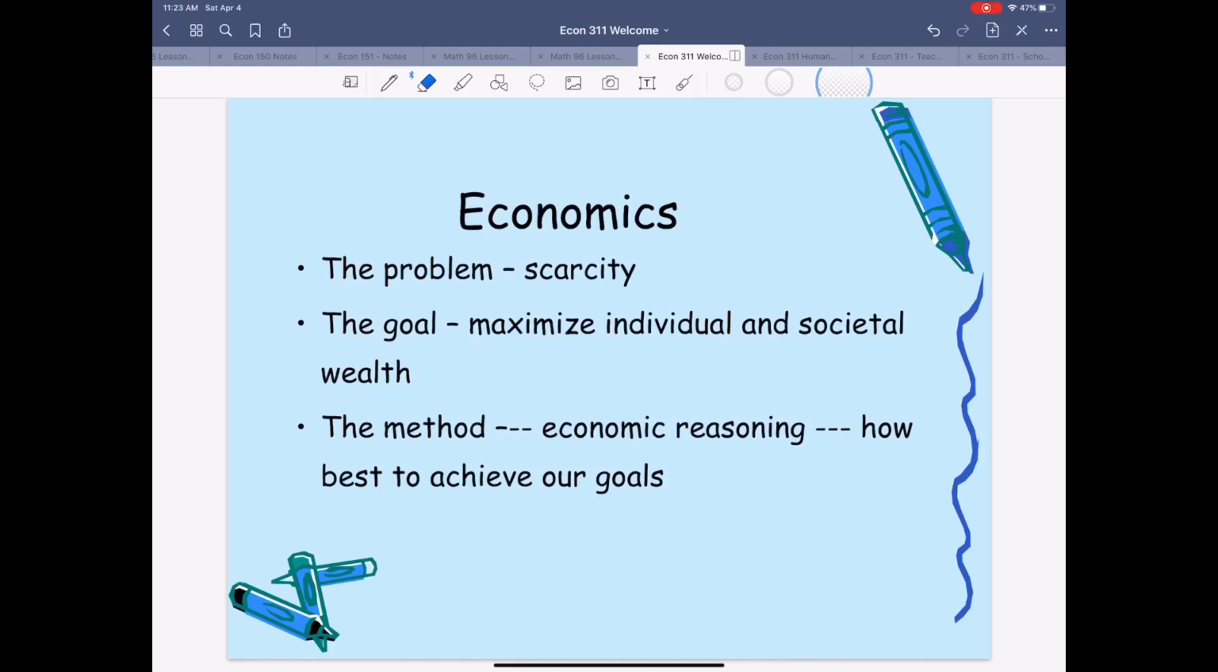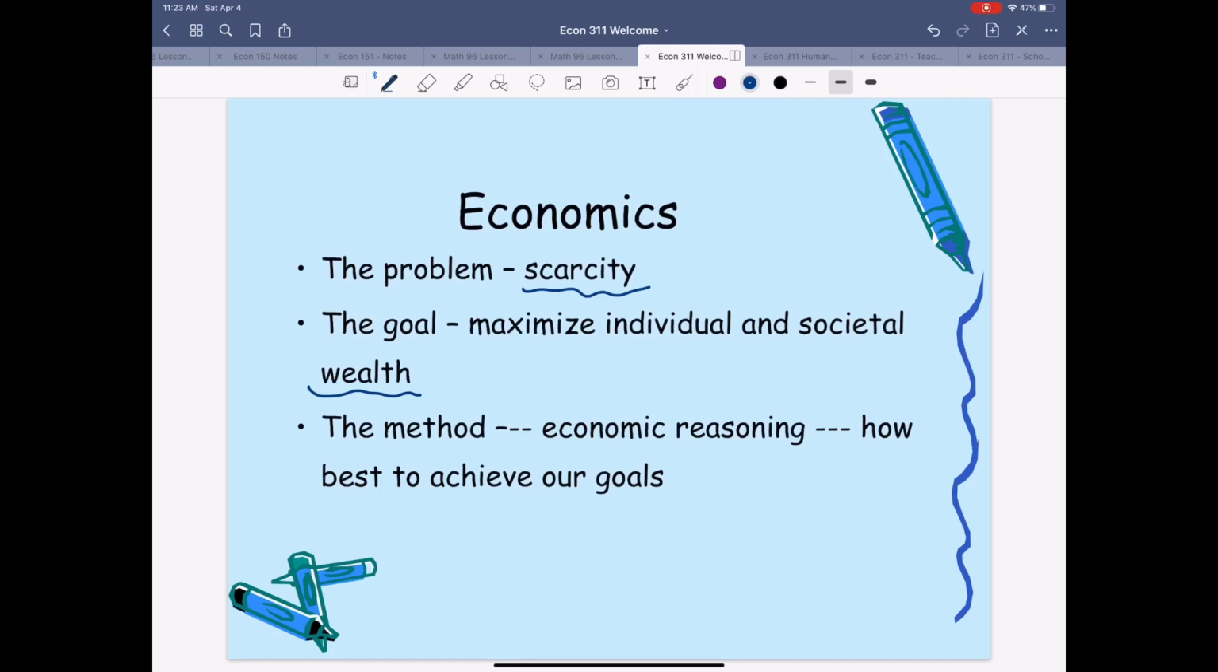So to run down our topic of economics, just our definition of it, we have a problem, which is scarcity. We can't have everything we want. We live in a world where we don't have enough resources to satisfy all of our wants. The goal then is to maximize individual and societal wealth. And remember, wealth is that subjective evaluation of well-being.